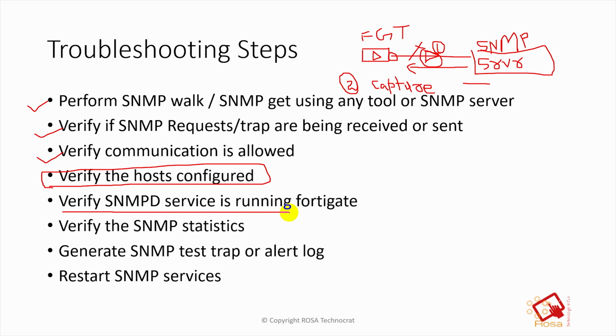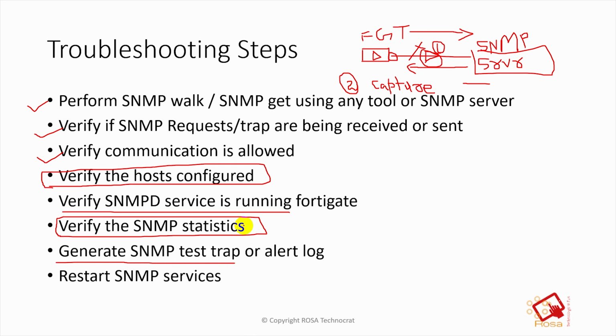Verify the SNMPD service is running on the FortiGate. Let's say you received the request, but FortiGate is still not responding. Then you should check whether the SNMP service is running on the FortiGate or FortiAnalyzer. If the service is running, then you should look at the SNMP statistics, to see whether any packets are being recorded, sent and responded to. You can also generate an SNMP test trap or alert log from the FortiGate to see if it sent out the response or not.